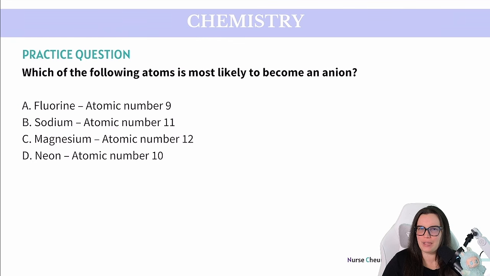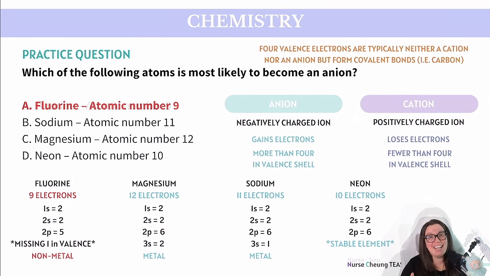So which of the following atoms is likely to become an anion? Is it fluorine, who has an atomic number of 9, sodium, atomic number of 11, magnesium with an atomic number of 12, or neon with an atomic number of 10? And the correct answer is going to be A, fluorine.